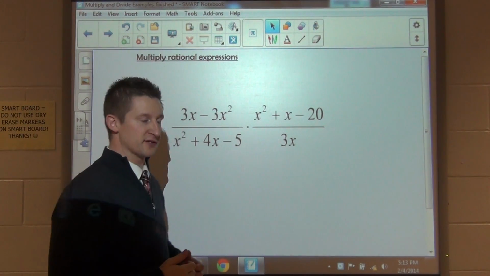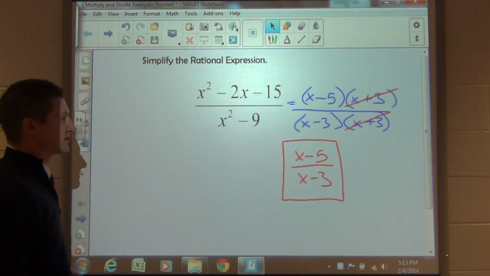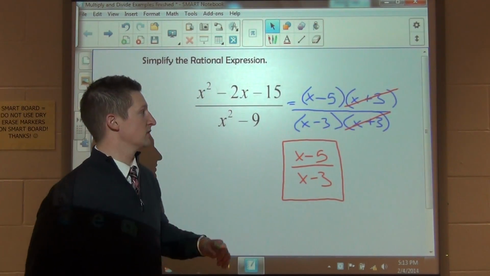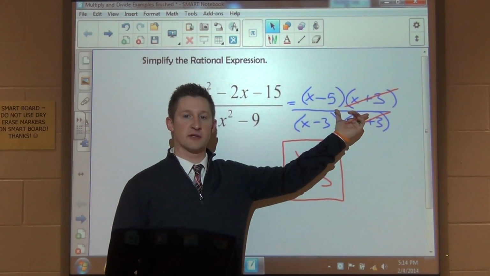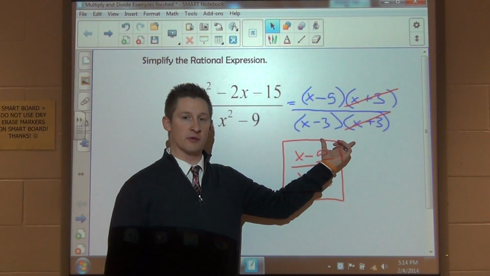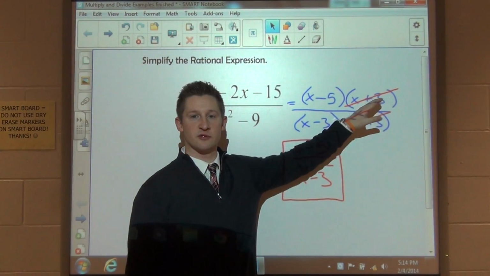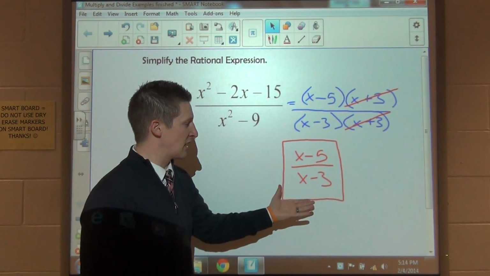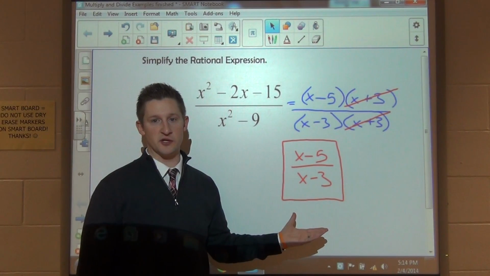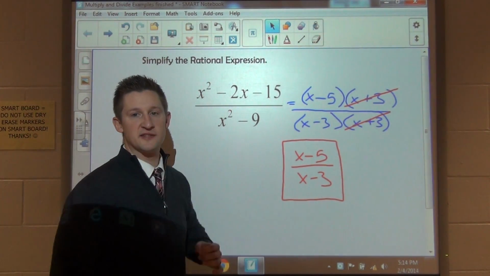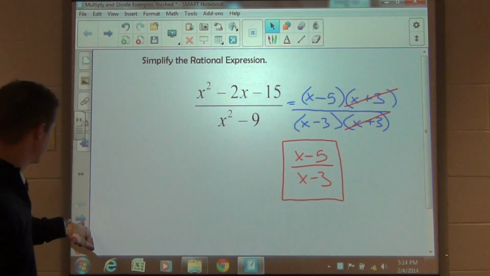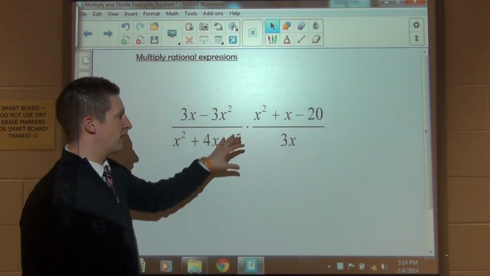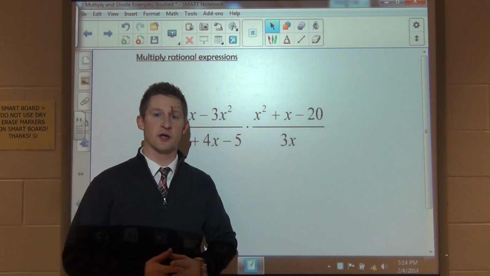Now in the previous lesson we looked at simplifying a rational expression. When it started as a sum, I turned it into a product by factoring both the numerator and the denominator. Factoring allowed us to cancel or divide out a common factor, which allowed us to simplify it to the expression that you see here. Now we're going to use that same process in order to find the product of two rational expressions. Here we have one fraction being multiplied times another.